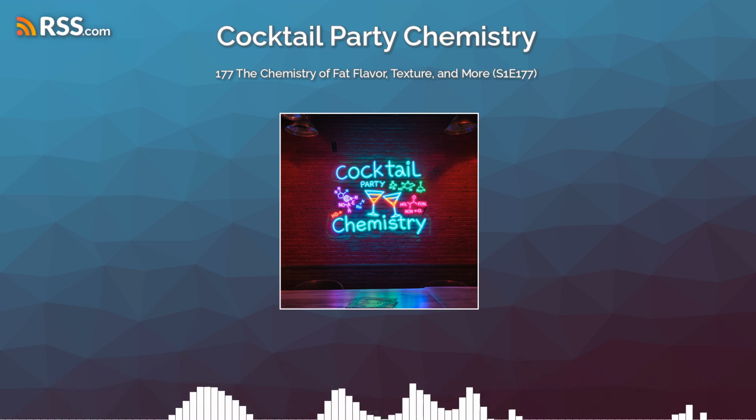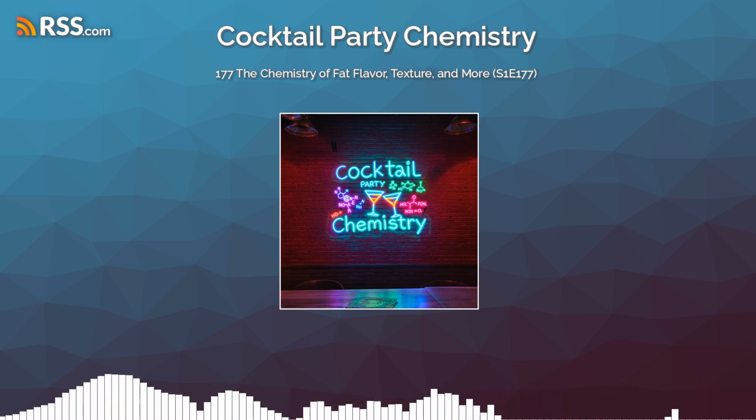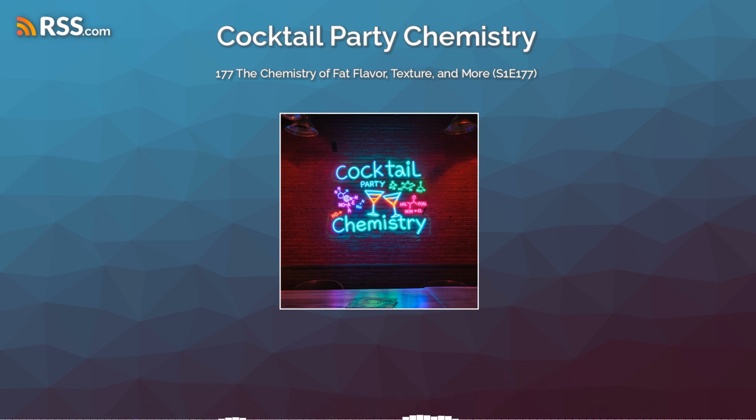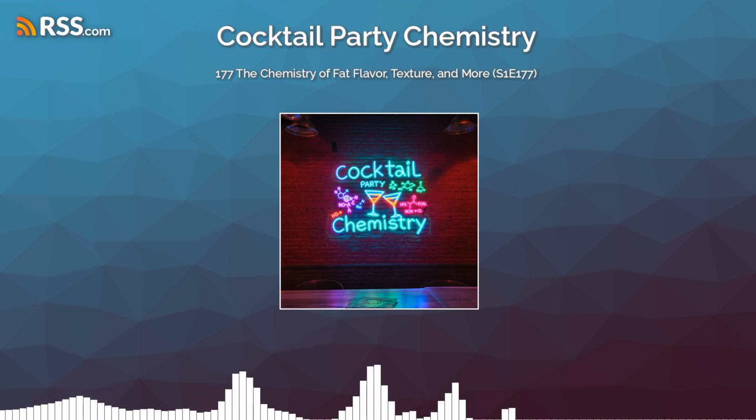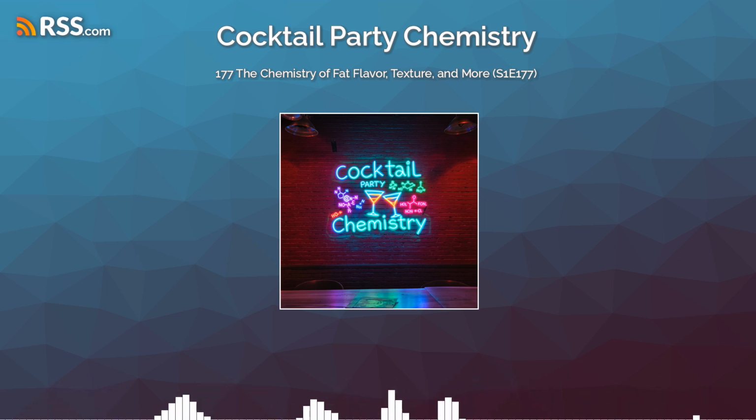Well, it all comes down to their structure. Saturated fatty acids, they're like tightly packed together. Okay. And that makes them solid at room temperature, like butter, for example. Makes sense. Butter is definitely solid at room temperature. Exactly. That's because it's high in saturated fatty acids.